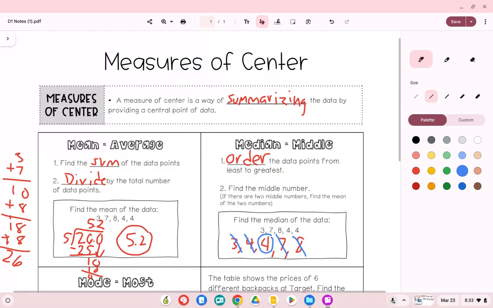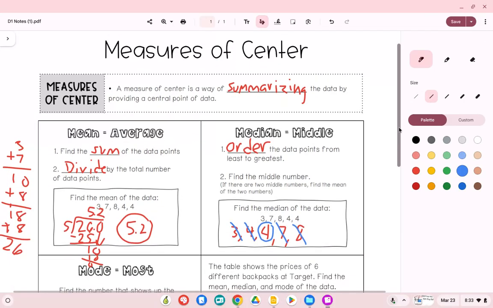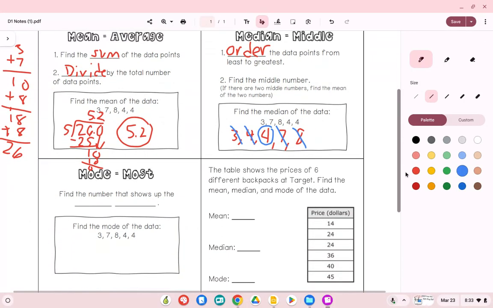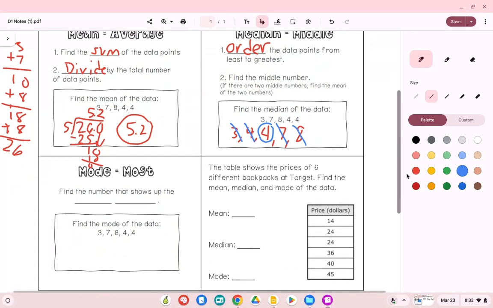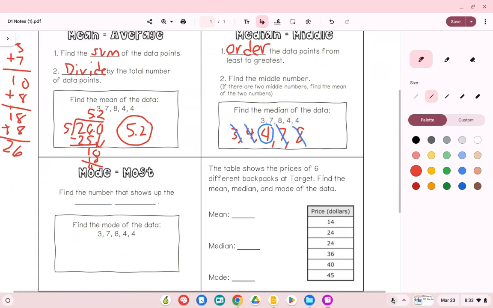All right, so we have the mean was 5.2, the median was 4. The mode is the number that shows up the most often. And you can remember that pretty easily because the word mode sounds like most. So just think of mode, most. This one is super easy because all you have to do is look at the numbers and find which one shows up more than the others. So here I see 2 4s, so the mode is 4. It shows up more than any other number.